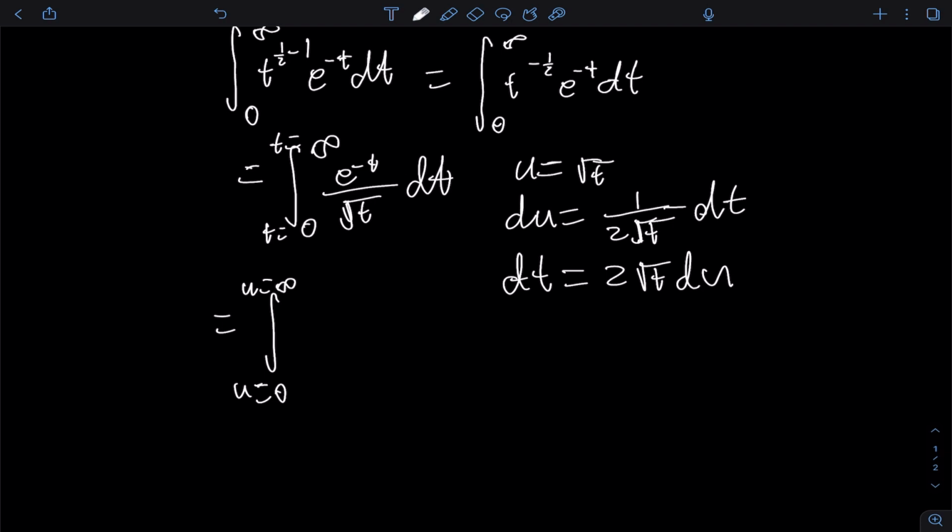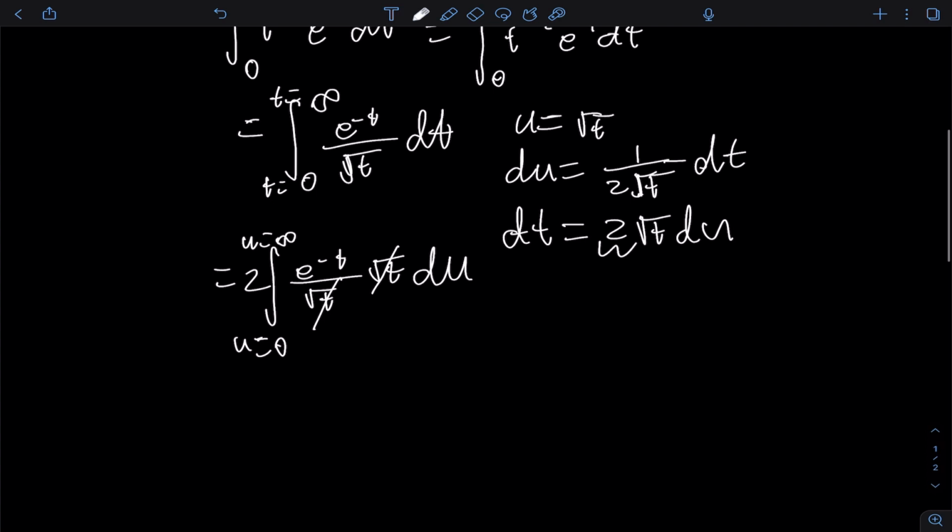So now we have e to the negative t over the square root of t, and then let's just take this 2 that is here out of the integral, and then we have the square root of t du. And what we see here is that this square root of t and this square root of t cancel very nicely. And what we have here is 2 times the integral from 0 to infinity of e to the negative t du.